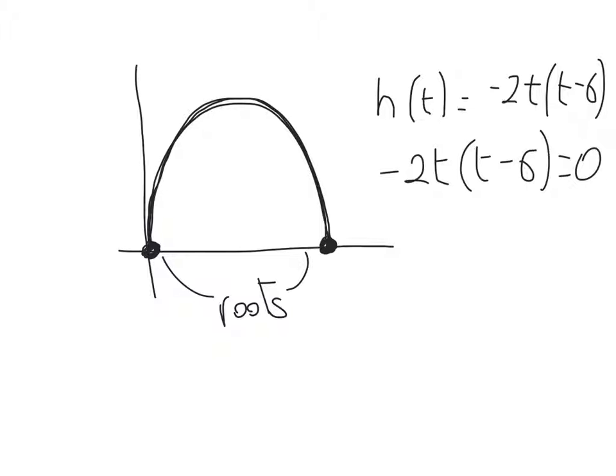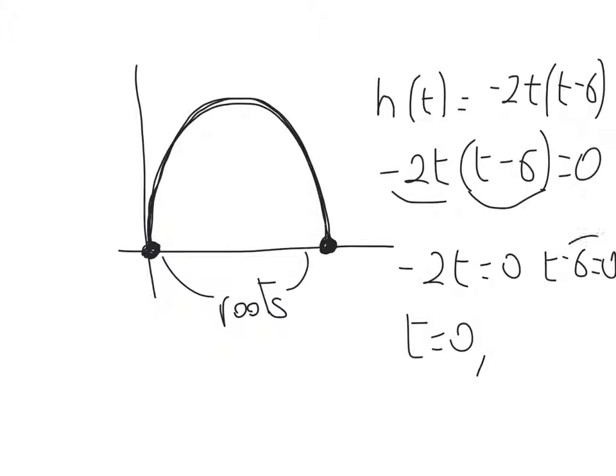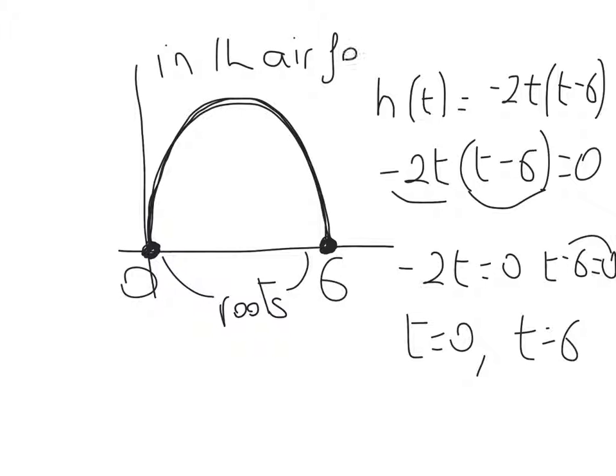Make it equal to 0, which means that could be 0 or that could be 0. Minus 2t could be 0, or t minus 6 could be 0. Minus 2 times what gives me 0? That is 0. And bring the minus 6 over, and that would be t equals 6. So the ball is on the ground at t equals 0 seconds at the start and t equals 6 seconds. Therefore, it's been in the air for 6 seconds.